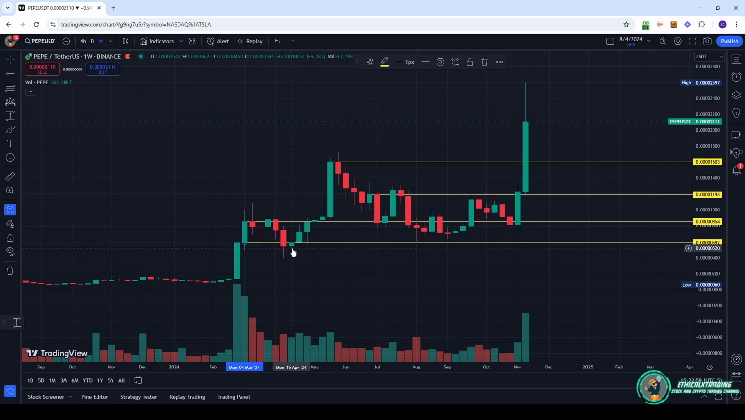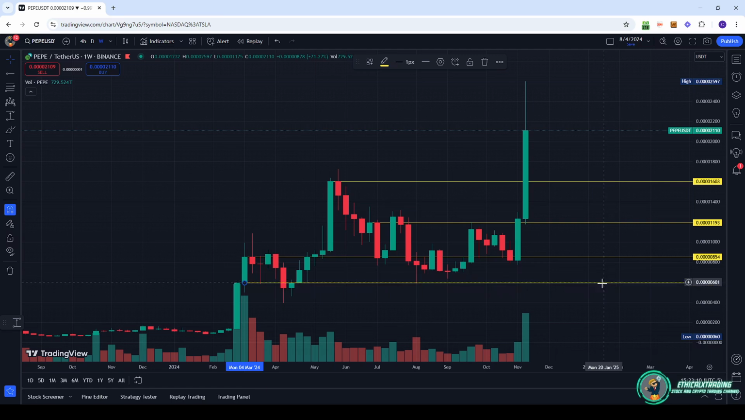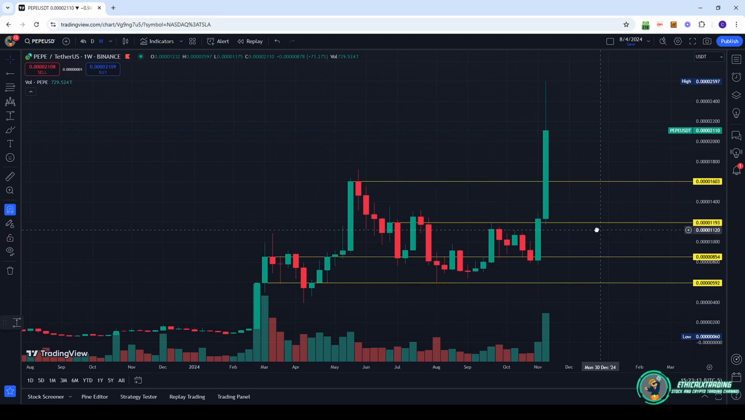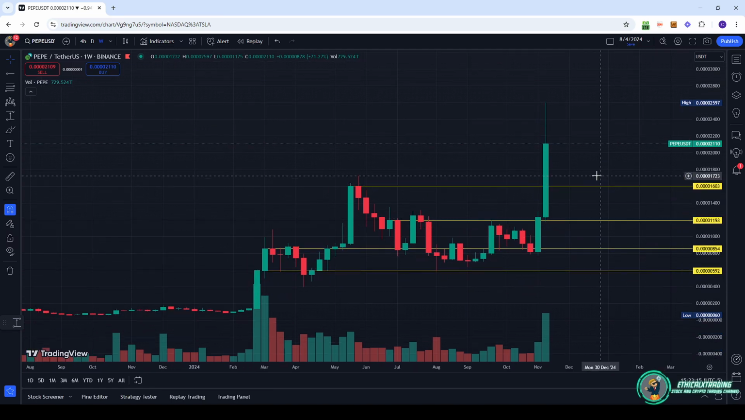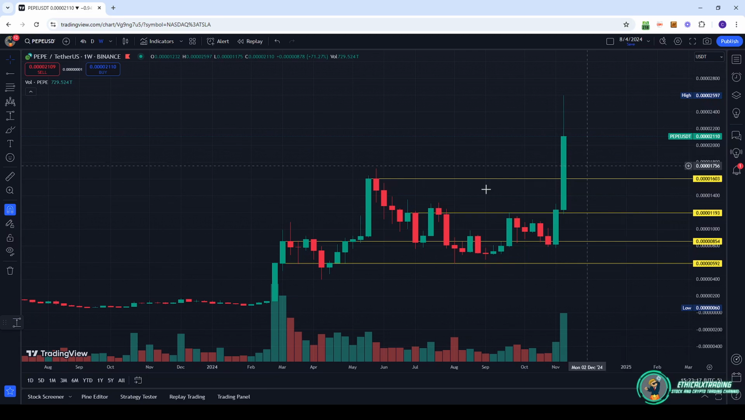Same thing, we broke below here, but then we bounced, and that was support there. Served as support over here too. So ultimately what you want is 3 or more points where you are contacting a certain level to identify that as a support or resistance zone. Don't get super hung up on whether it has exactly 3 or 5 or whatever.